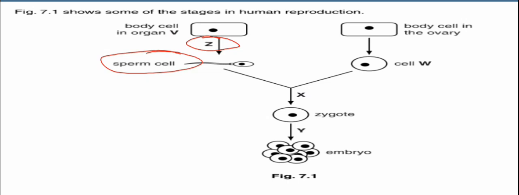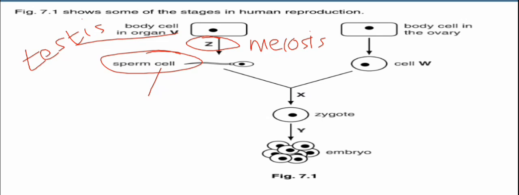Now, there are two types of cell divisions. We have what we call meiosis and mitosis. Now you need to know where meiosis occurs and where mitosis occurs. Since the sperm is an example of the gamete cell, one thing that you need to understand here is that meiosis occurs in gamete cells, meaning process Z is going to be called the meiosis. Now what is organ V? Organ V is called the testis. So organ V is the testis.